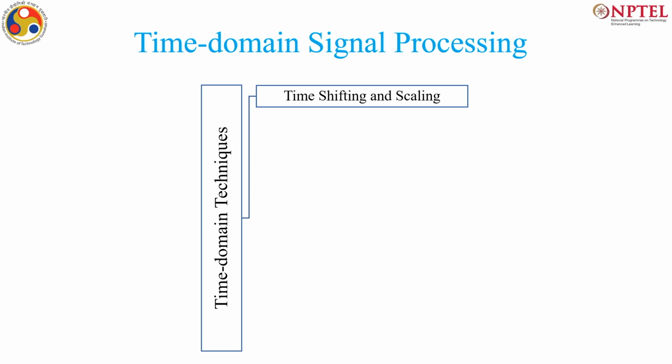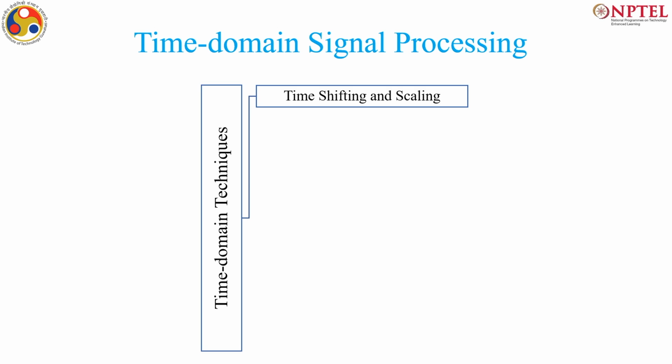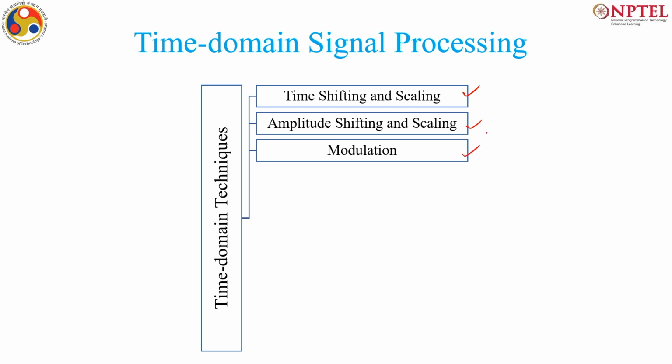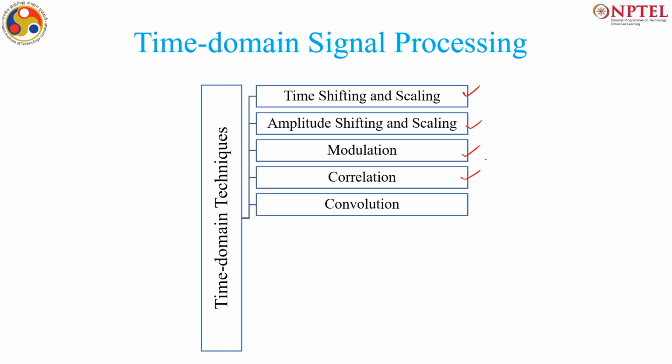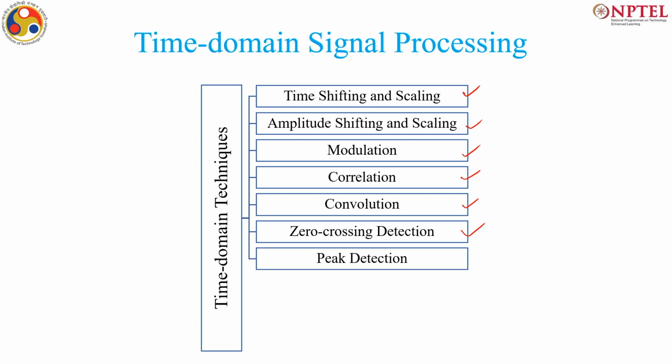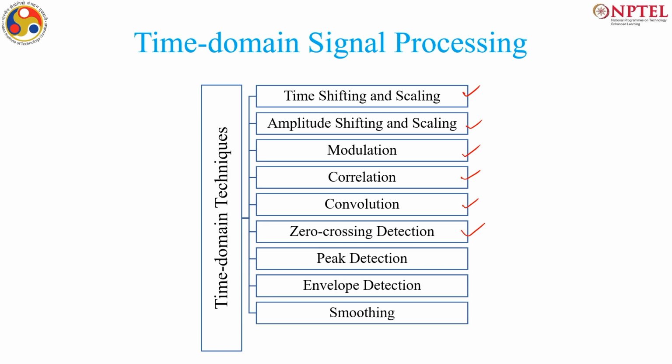So in time domain signal processing, we have several problems, and we have covered things like time shifting and scaling, amplitude shifting and scaling, modulation, correlation, convolution and zero crossing detection. Today we are going to focus on peak detection, and we will also cover topics like envelope detection, smoothing and pattern matching in subsequent lectures.